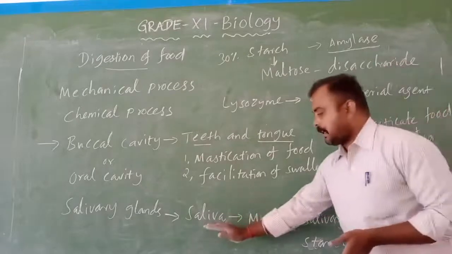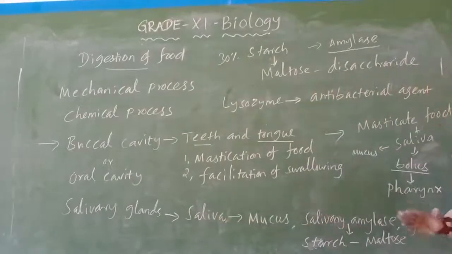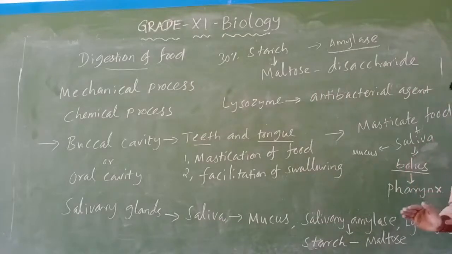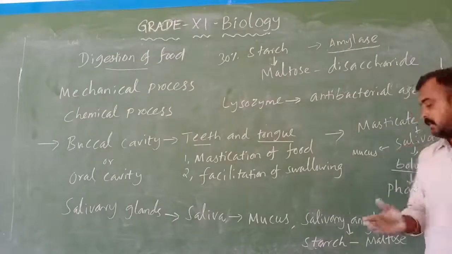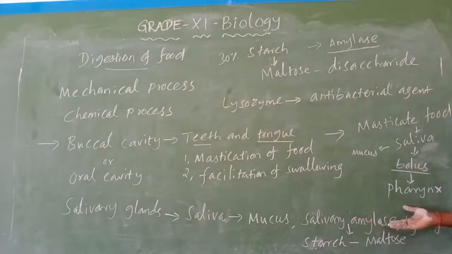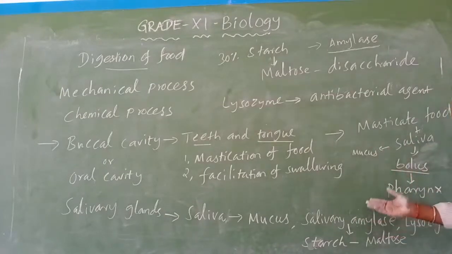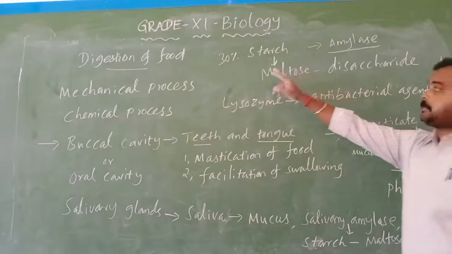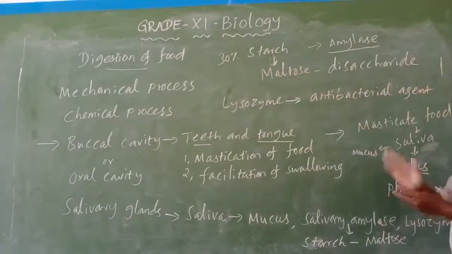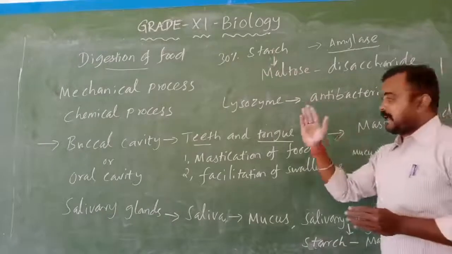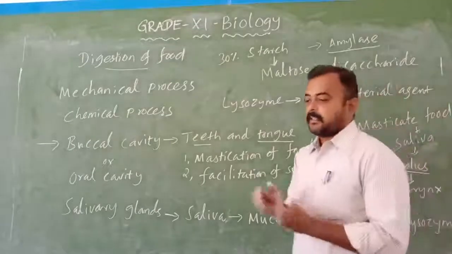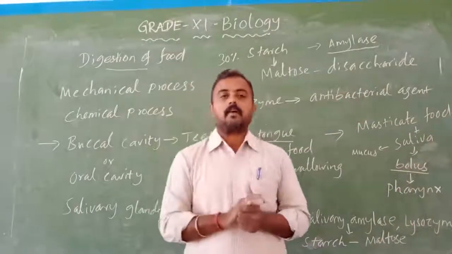In saliva, what is present? Mucus. That mucus is used for lubricating and adhering. Adhering means it is used as a gum. Then only the food is converted into bolus. The next one, salivary amylase, is present in the saliva because it is secreted by the salivary gland. The salivary amylase acts on the starch, and then it is converted into maltose. 30% of starch is converted into maltose, which is a disaccharide. The next one, lysozyme, is also present in the saliva and is used as an antibacterial agent which will kill the bacteria. Then some electrolytes are also present in the saliva.